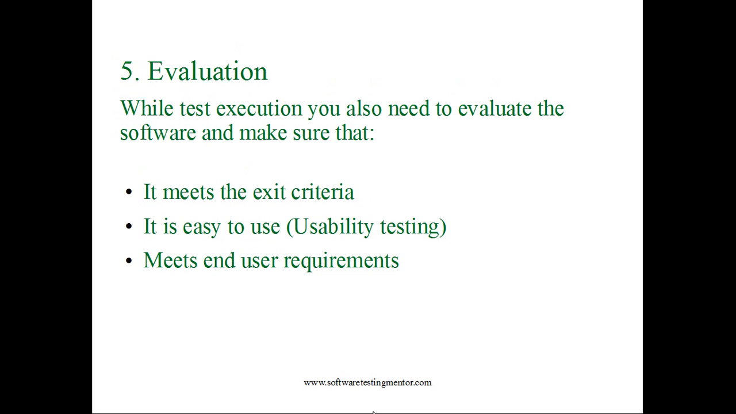Fifth thing is evaluation. Once you are done with your preparation, you will do execution, so you will start test execution. While doing test execution, you also need to evaluate the software and make sure that it meets the exit criteria. Exit criteria is the criteria mentioned in your test plan, which explains at what point or what standard you can exit the testing.